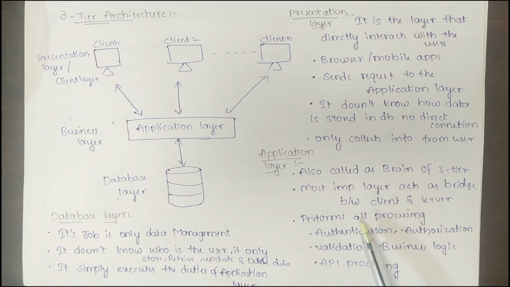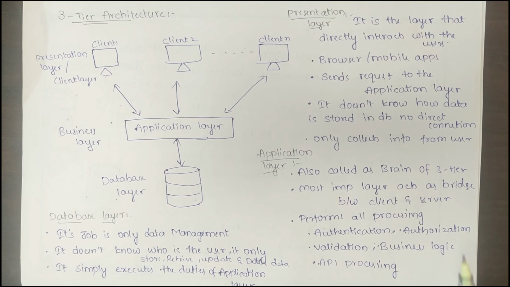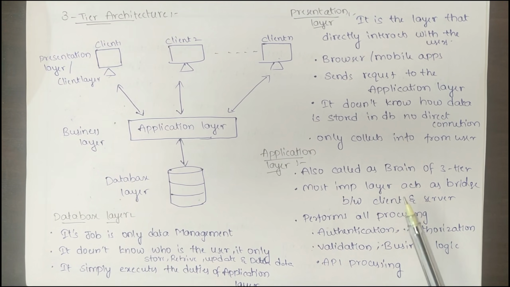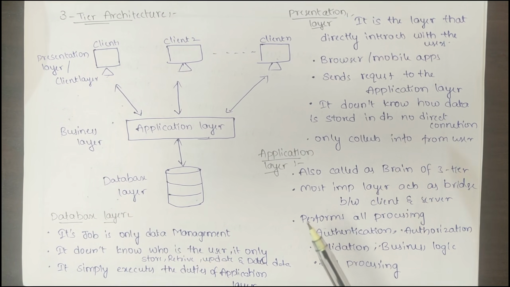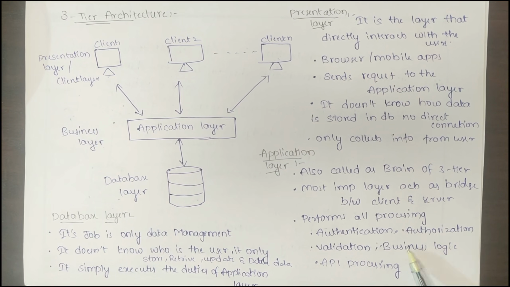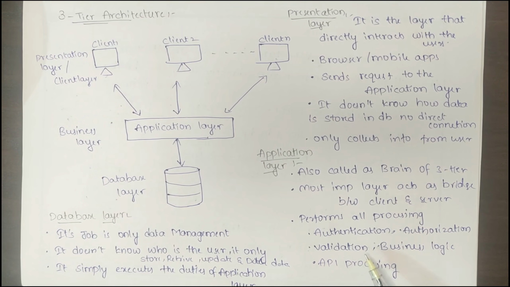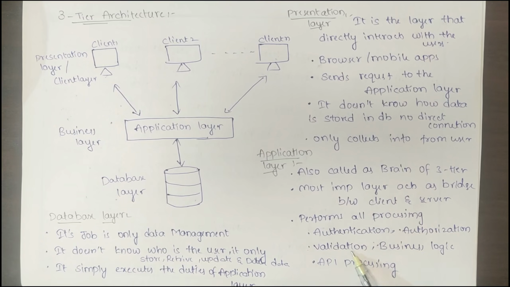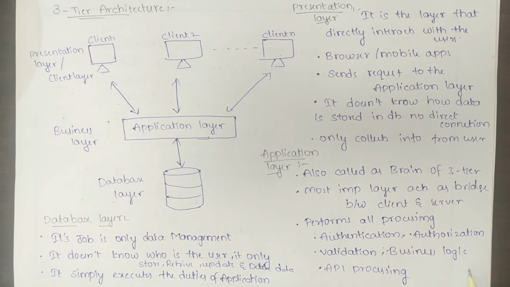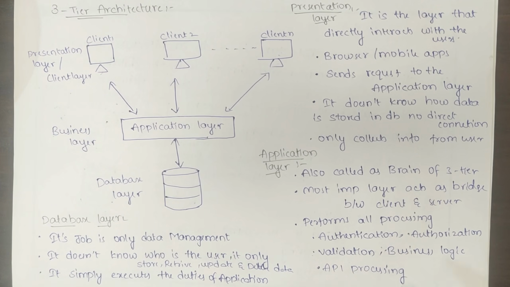It performs all processing like authentication, whether the username is correct or not. If we enter the username as XYZ rather than XYG, then it considers it a wrong username and sends it to the client as a wrong username so that we can verify it and enter it again. And authorization, whether the user has permission or not. And validation, whether the entered data is valid or not. When it comes to business logic, should we accept the request or reject it? And API processing, which is the communication between the mobile apps and the websites.